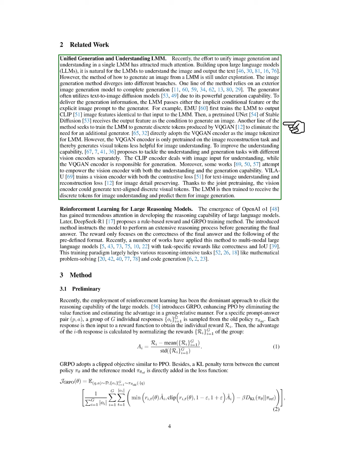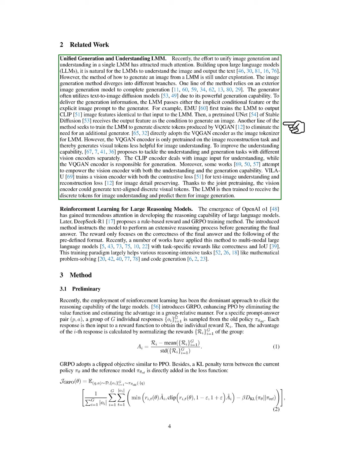The second approach focuses on training the LMM to generate discrete tokens from VQGAN, which removes the need for an additional generator. However, since the VQGAN encoder is primarily trained for image reconstruction, it may not produce the best tokens for understanding images. To enhance understanding, some propose using different vision encoders for understanding and generation tasks. The CLIP encoder is used for understanding images, while the VQGAN encoder handles generation.